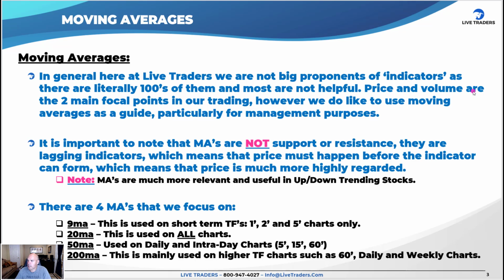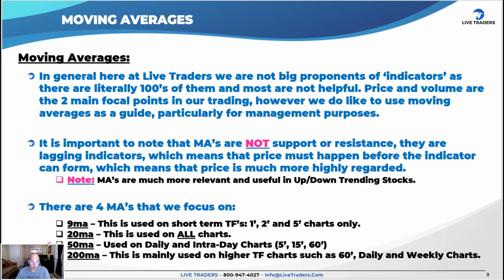The 4 moving averages that we talk about around here are the 9 MA, 20 MA, 50 MA, and 200 MA. Most of the time it just depends on what time frame you're using. If you're on a 1 and 2 minute chart, you might frequently use a 9 MA, right? If you're on a 5 and a 15 minute chart, you're probably going to use the 20 more often.